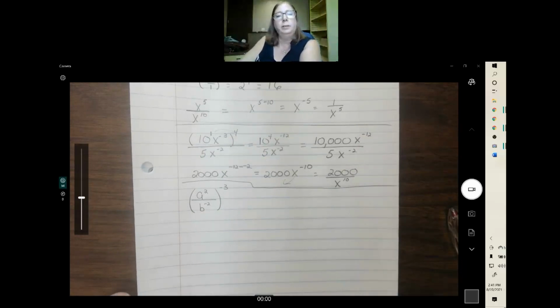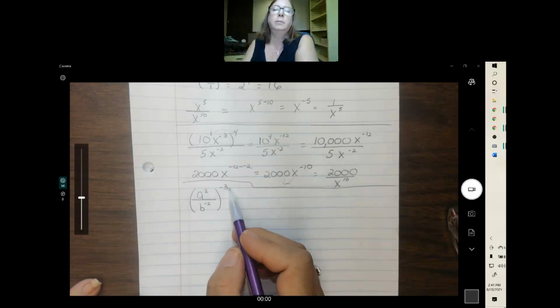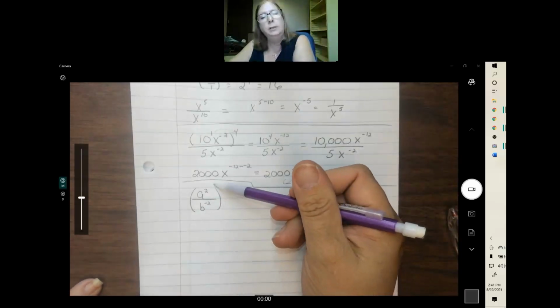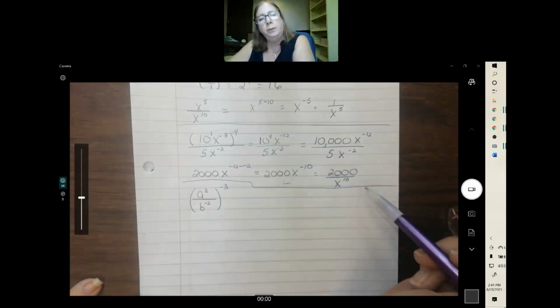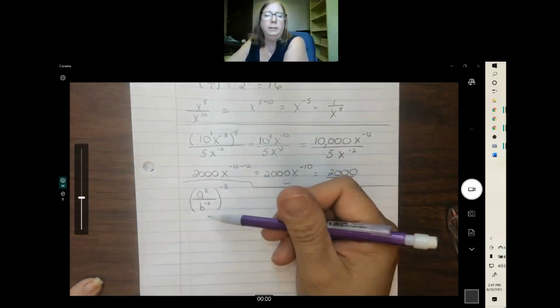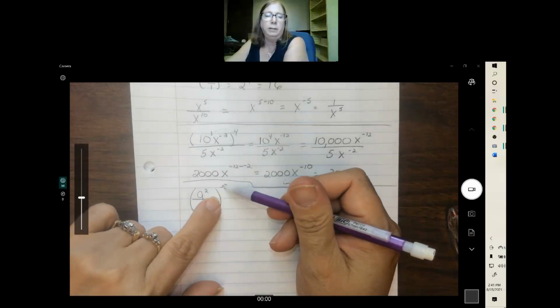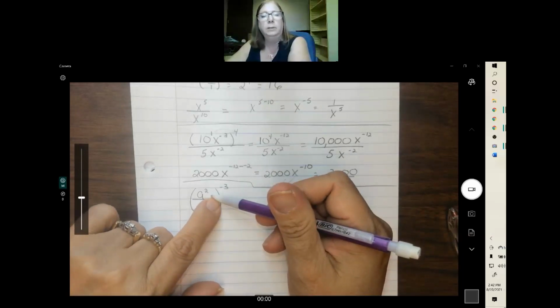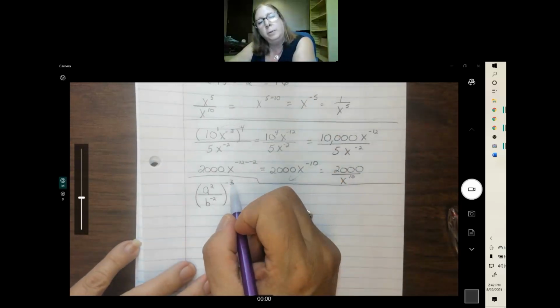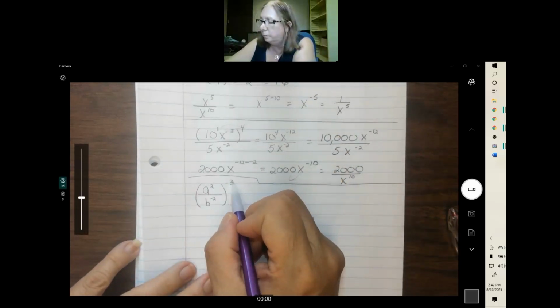Now this one, a couple ways you could do it. You could distribute the -3 to both of these first. You could bring this up and make it positive first. I would probably distribute this first. If I move this up, notice it's going to become negative anyways, and it's going to go back down. So I would distribute this first. Remember, an exponent to an exponent is multiplied.